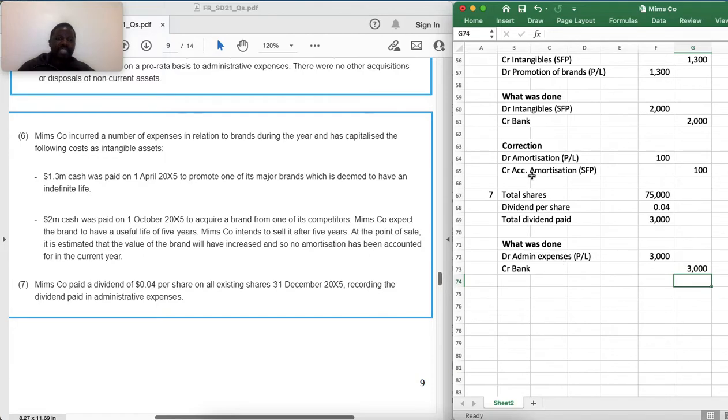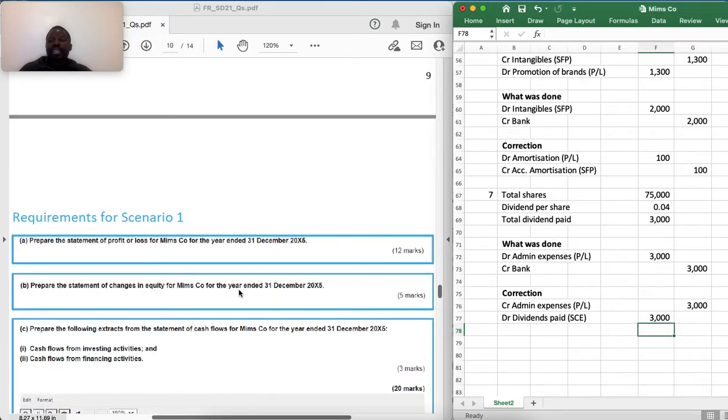The admin expenses was wrong, so we need to correct that leg here. So how do we correct that leg? We credit admin expenses, statement of profit or loss, and debit dividends paid. Where are they found? In the statement of changes in equity, like that. So we are done with all the notes.